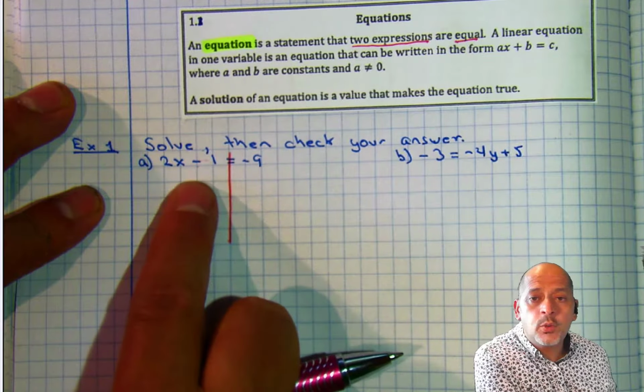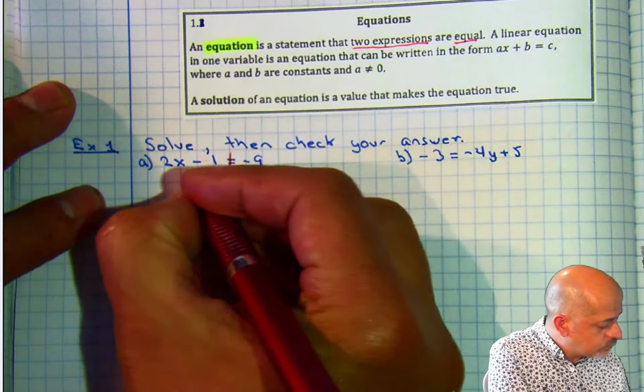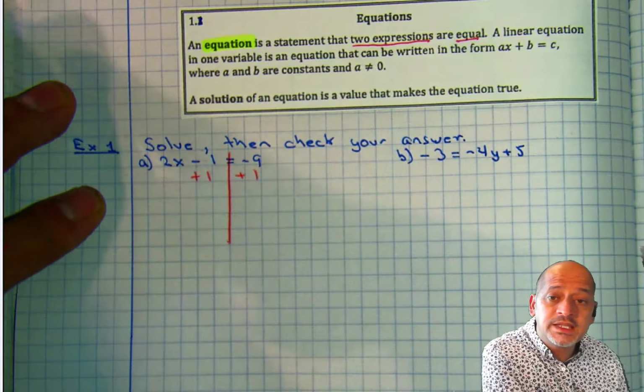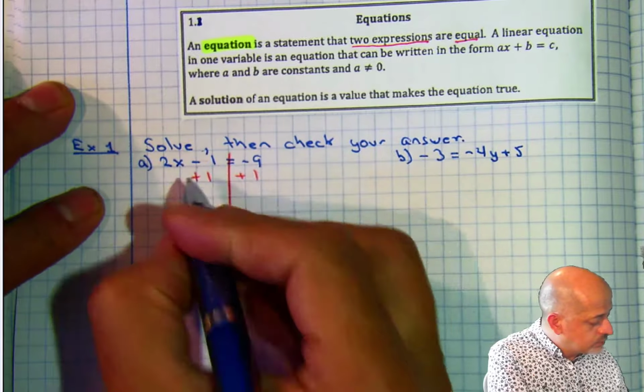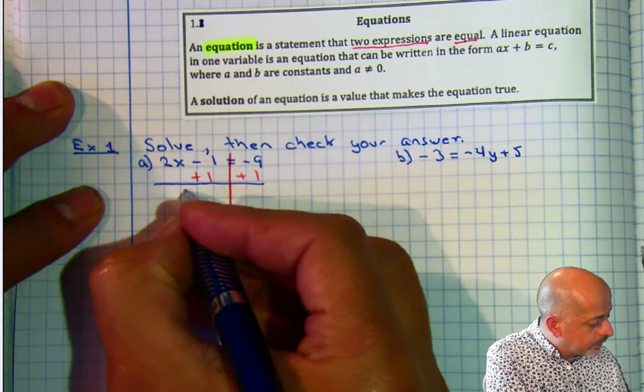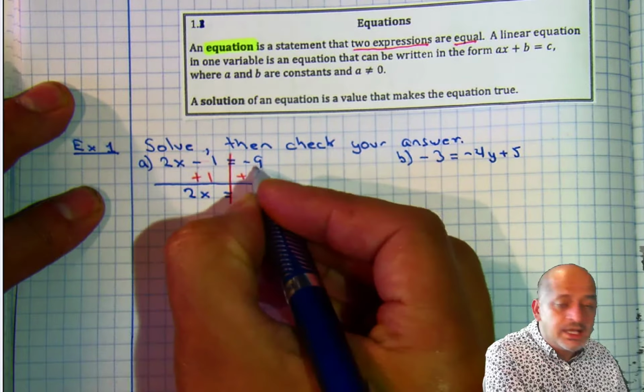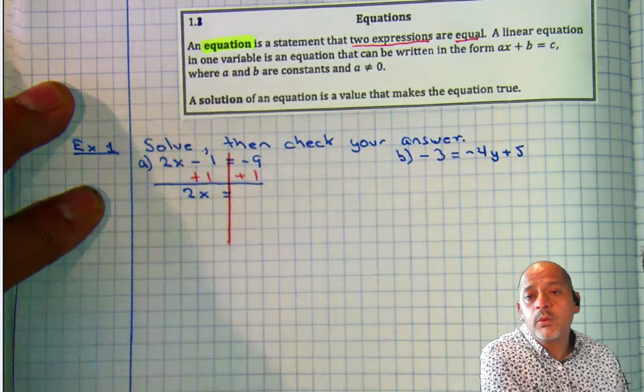So in this case, it's a negative 1. So we're going to add 1 on both sides. So we're going to do plus 1 and plus 1. The same way that you guys did it last year in 8th grade. So now we are going to draw the line, and we have 2x equals negative 9 plus 1.